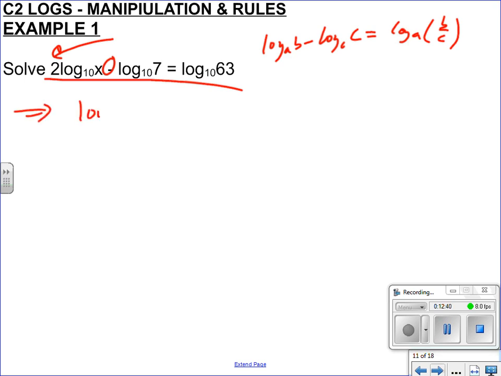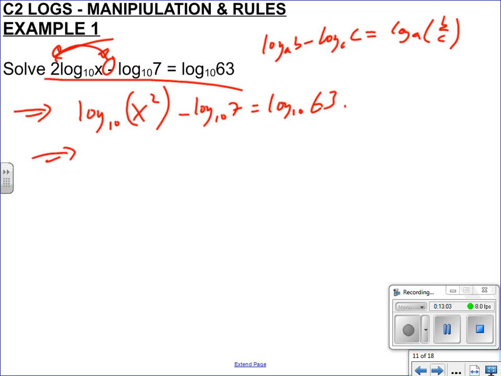So log 10 x to the power of 2. The 2 comes over the x, not over the whole thing. It is not log 10x all squared. It's just log 10 x squared minus log 10 7 is log 10 63. Now you can use that rule above because the log's by itself. So log 10 x squared divided by 7 is log 10 63.